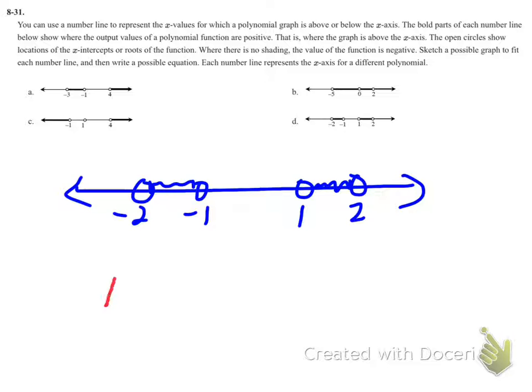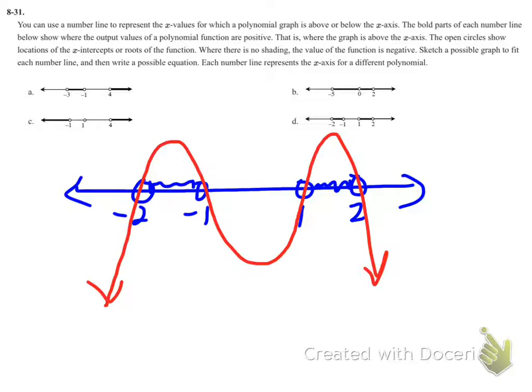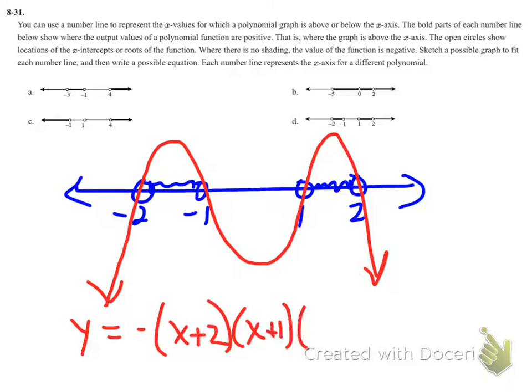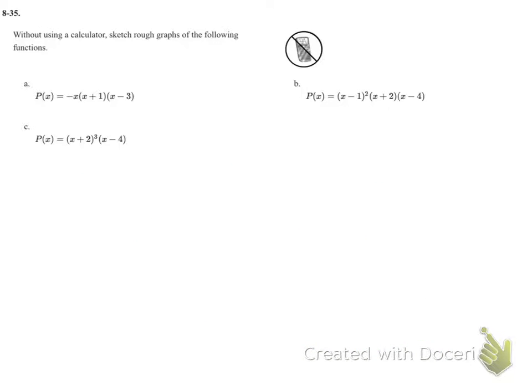All right, so I'm below, then above, below, above, below. 4th degree polynomial, negative orientation. So I have a negative, x plus 2, x plus 1, x minus 1, x minus 2. And those are all possible graphs. And then the last problem, 8-35.